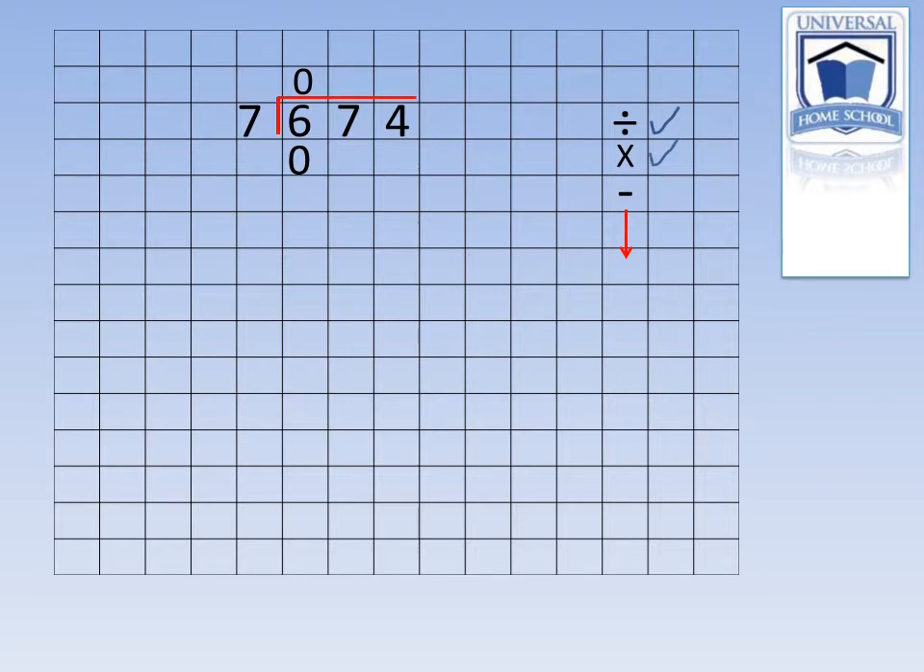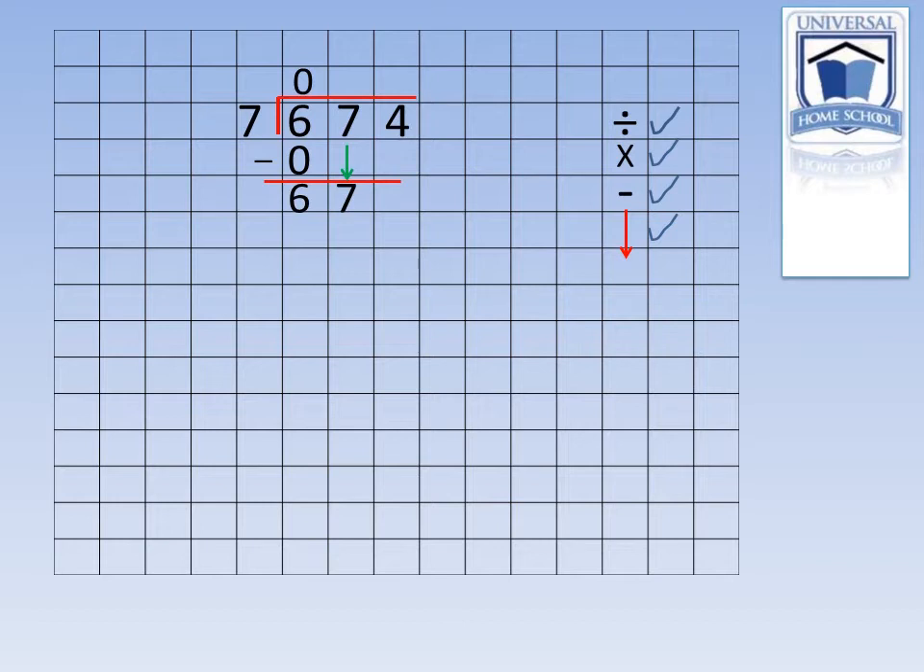Then we're going to take away. So 0 away from 6 equals, you could have guessed it, 6. Okay? So it's taken away. So now the last step of the first cycle is bring down. We're going to bring down this 7 down to here beside the 6 to make it 67.